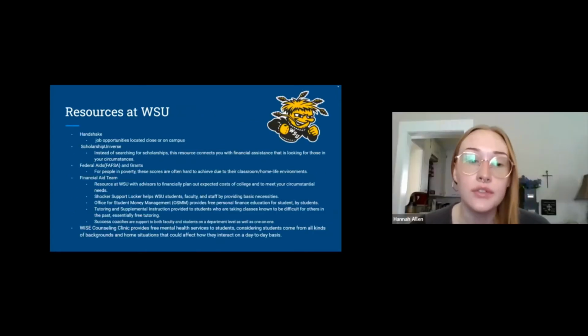Okay, so some resources that are available at WSU. The first one is Handshake. This resource will connect you with job opportunities that are located close or on campus. So if you do have unreliable transportation, this is a good option. The next one is Scholarship Universe. Instead of actively searching for scholarships, this resource connects you with the financial assistance that's looking for those in your circumstances. So federal aid, better known as FAFSA, and grants.